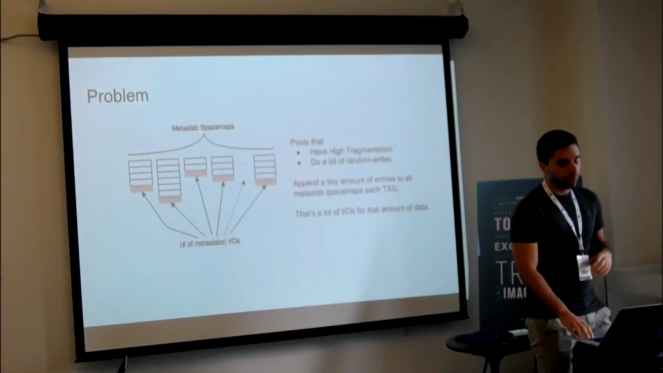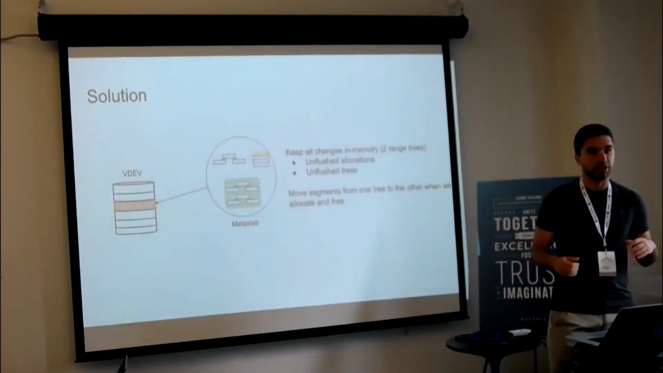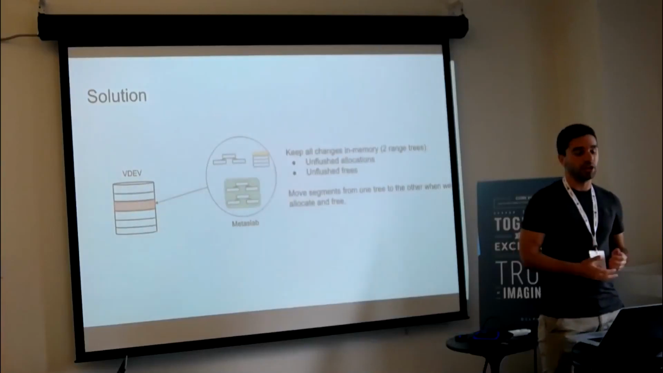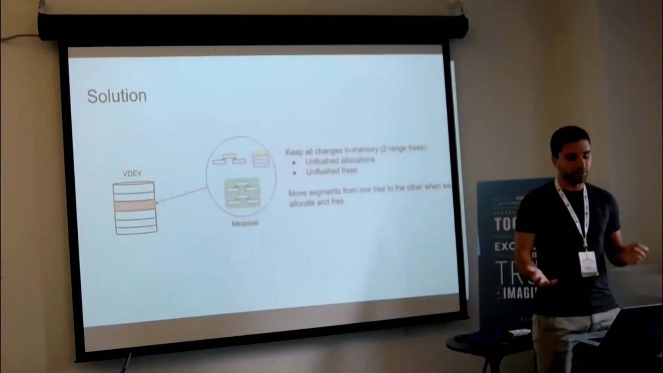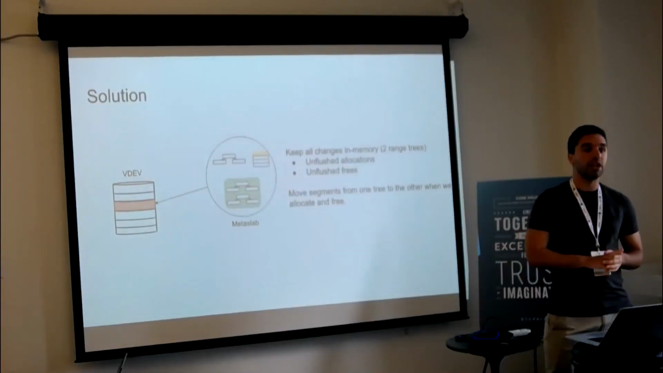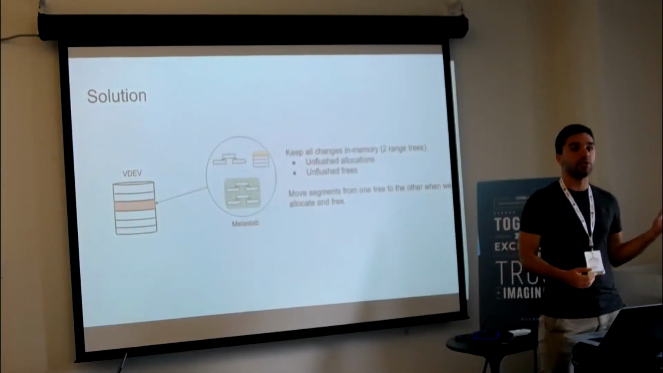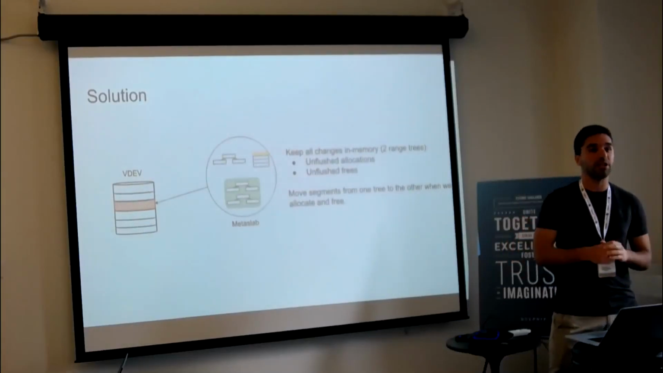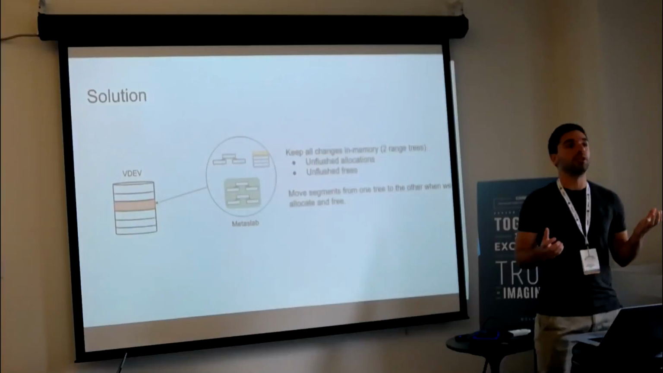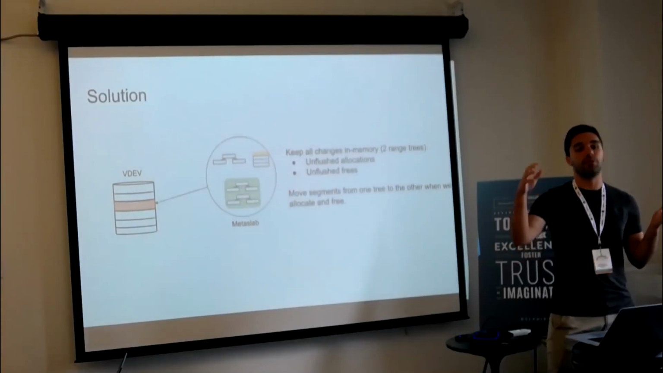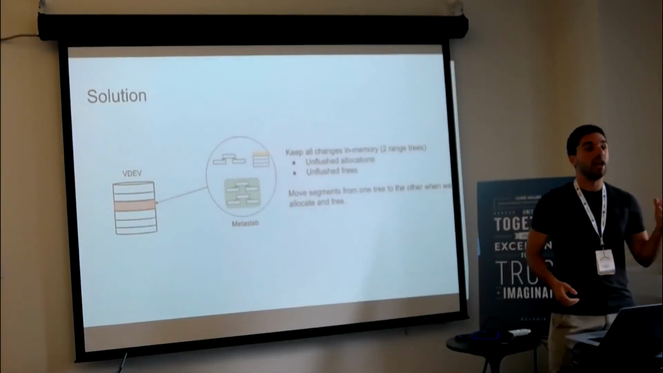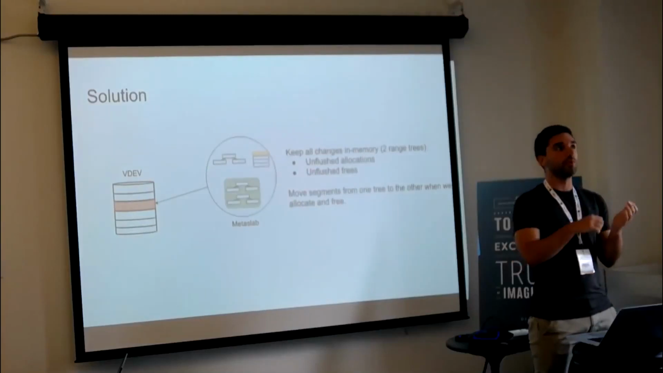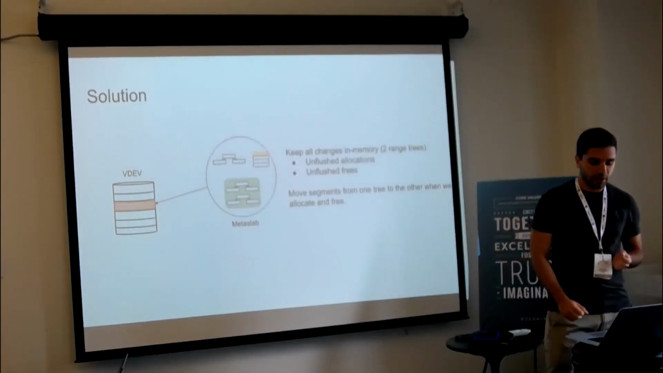So what did we decide to do about it? Well, basically keep all the changes in memory and don't write anything to disk, right? We added 2 new range trees per metaslab, 1 for unflushed allocations and 1 for unflushed frees. And basically, how things would go would be, if you want to allocate something, you would move it from the unflushed frees to the unflushed allocs. And if you want to free it, you would move it from the unflushed allocations to the unflushed frees.